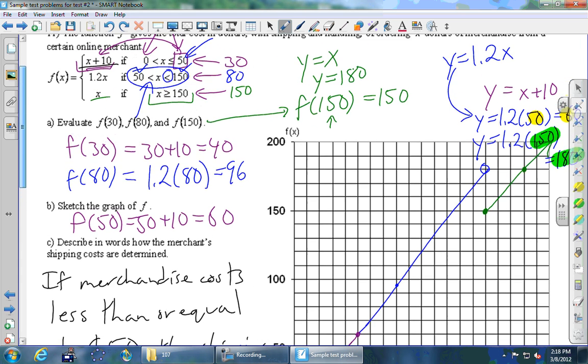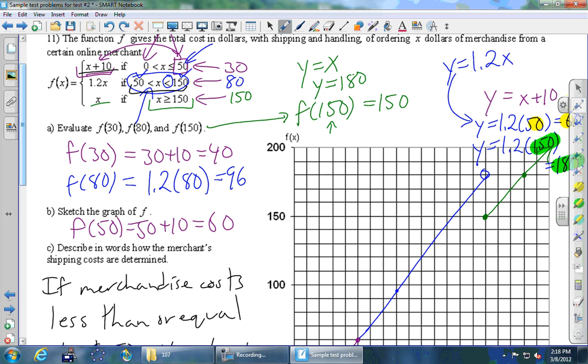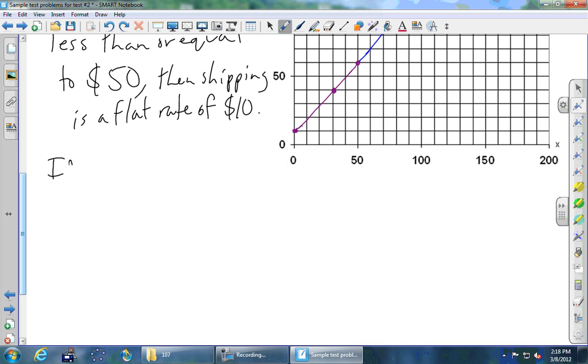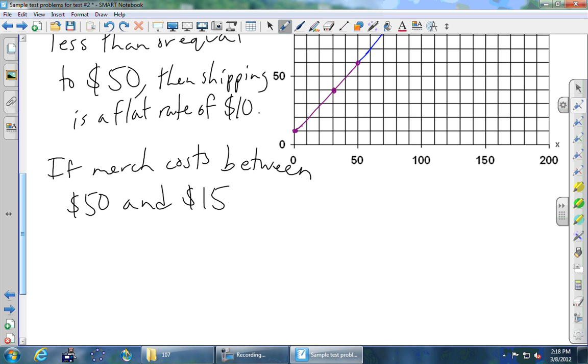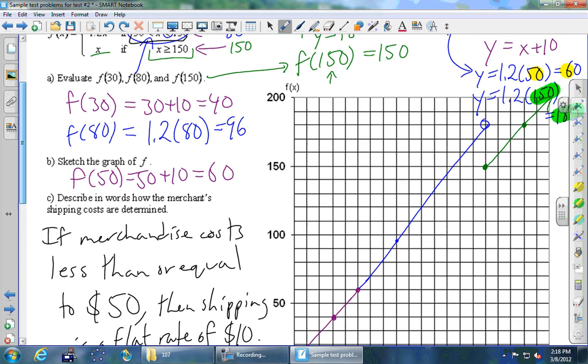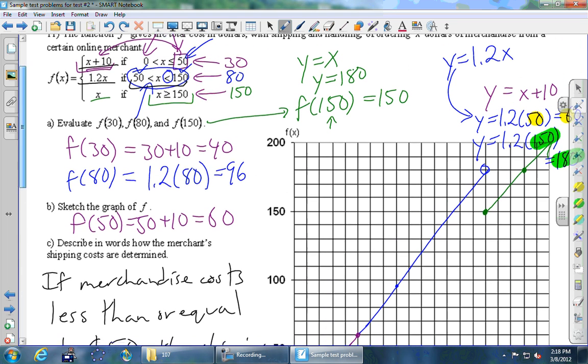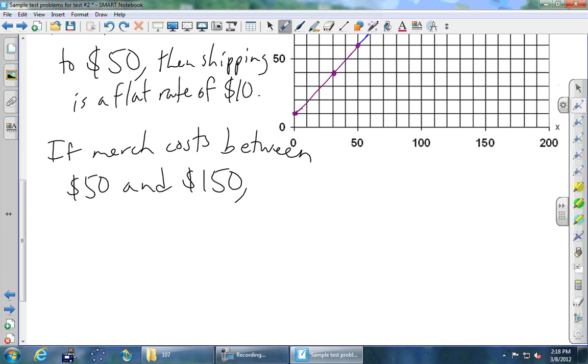In the second row, that is when the cost is between 50 and 150. So if the merchandise costs between $50 and $150, let's see if we can figure out the shipping costs. The rule here is 1.2x. Another way to think of 1.2x is to think of it as 1.20 times x, and 1.20 as a percentage is 120% of x.